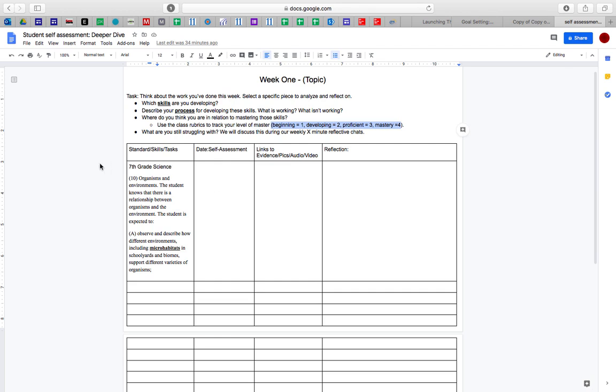And then finally, what are you still struggling with? If you gave yourself a 3, what's keeping you from being at that 4 level? And then maybe that can be incorporated into the next set of goals.